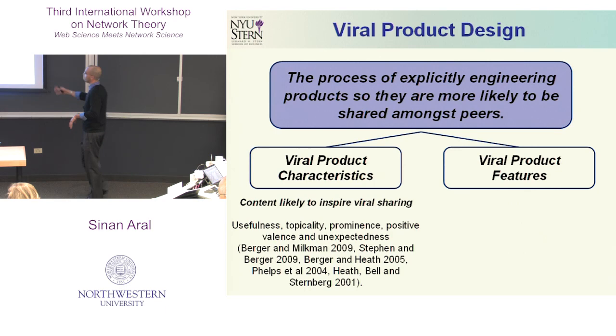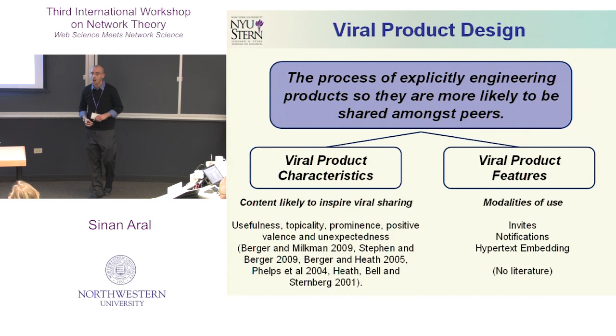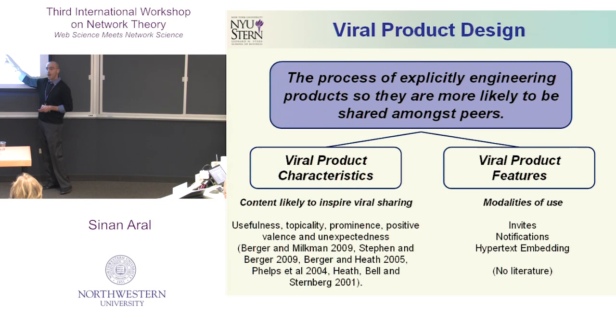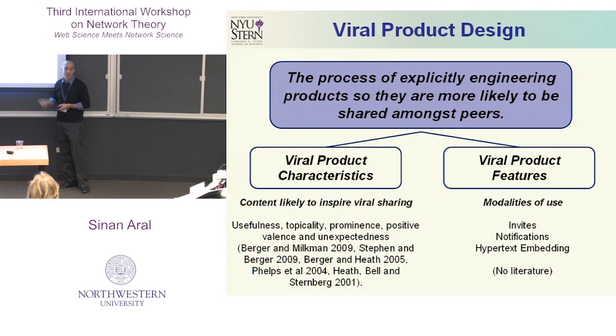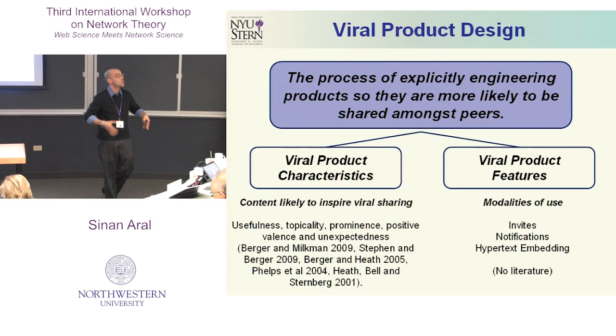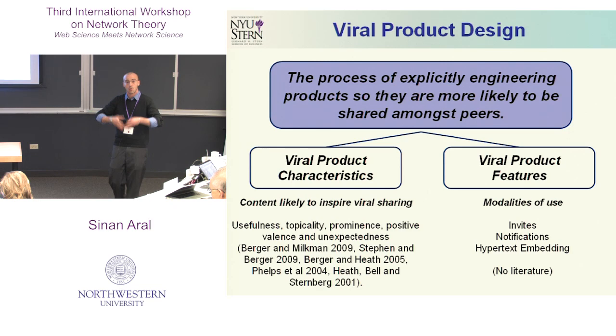So there's some research on what it is about a product that makes it go viral, but in terms of viral product features, there's really almost no literature. Viral product features are modalities of use with respect to sharing the product with your friends. For instance, what we study is an application on Facebook, and things that might be viral features are the ability to invite your friends to adopt the application, or notifications that, as you're using the application, tell your friends what you're doing on it. This spreads awareness of the product and associates your use with the product, so your friends say, hey, Sinan is using the product.